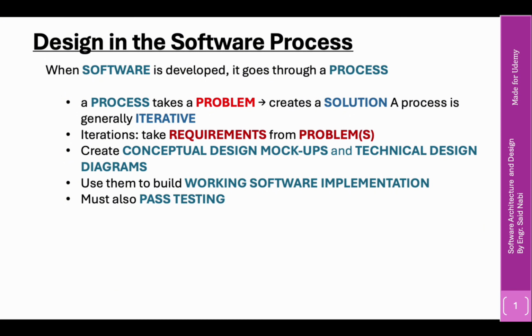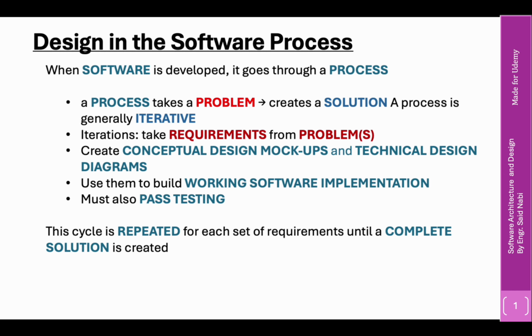And once the software is built, it must also pass testing. Now what happens in testing? Testing simply answers questions like, does the software work as expected? Is it secure? Is it fast? Does it break when a user does something unexpected? These are the questions usually answered in the testing phase of a software system. So this cycle is repeated for each set of requirements until a complete solution is created. So that's how a software system is built.